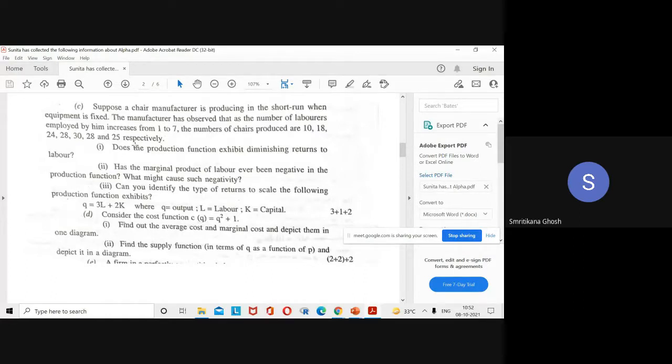Why is it so, that is the question actually. What might cause such negativity? That may be because of the congestion in the production unit. You have employed a lot of labor already, so that may create congestion. They are struggling for workplace, struggling to get the machine and all this. So that is why productivity may fall. Okay. Are you up to question number 2? Is it okay?